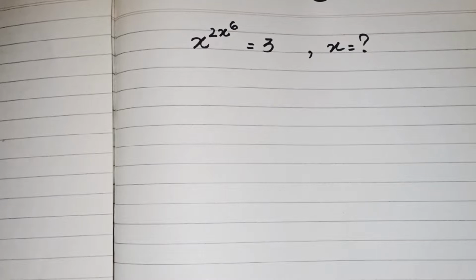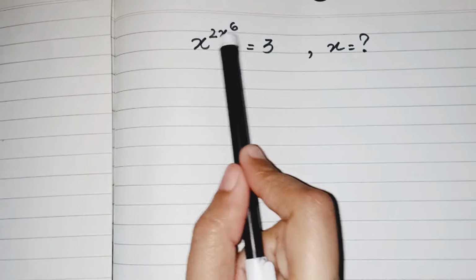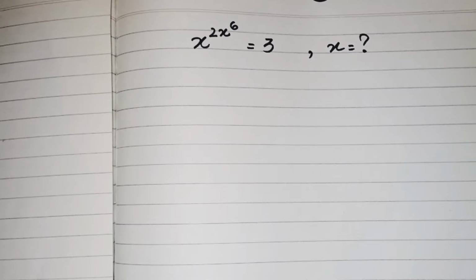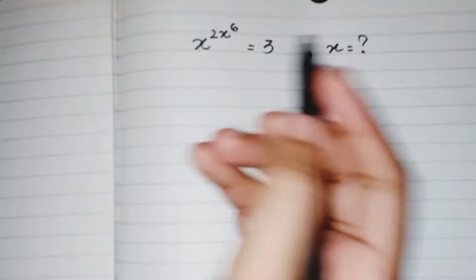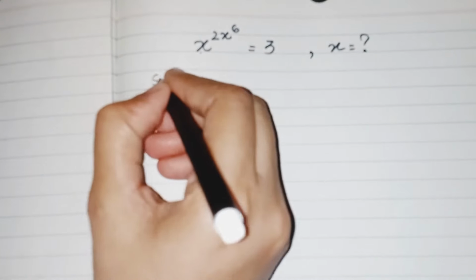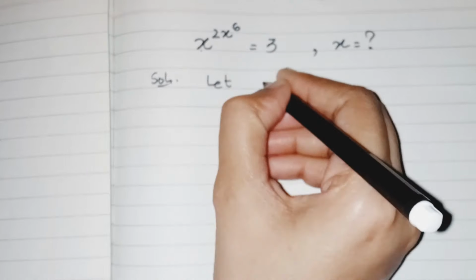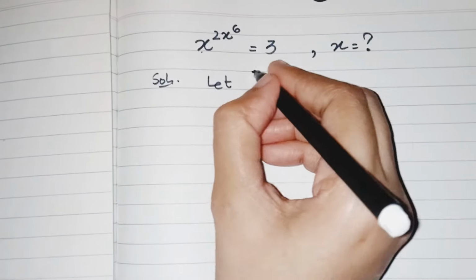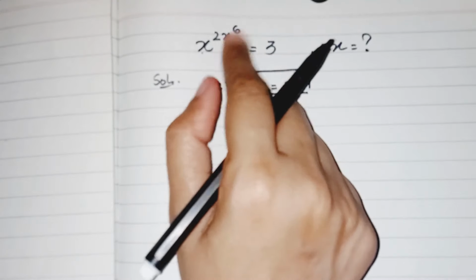Hello everyone, in today's question we have to find the value of x, where the question is x^(2x/6) = 3. Now we have two x's, one in the base and one in the power. So for that I am supposing that let a = x/6, which is in the power section.